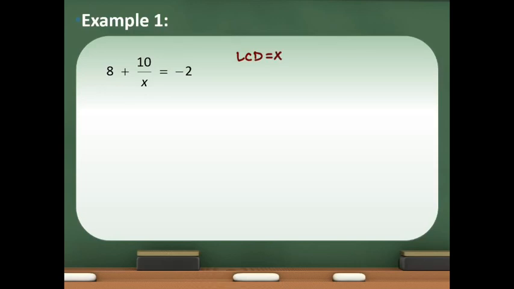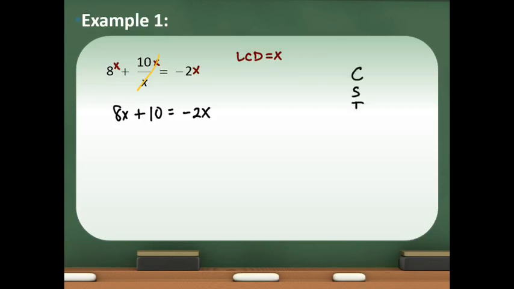Now, when we're working with fractions, we call these LCDs. So it's really just the LCM of the denominators. Here we only have one denominator. That's our LCD. So let's multiply each of our terms by x. We're going to get 8x plus, notice our x's cancel. We get 10. And on the other side, we're going to get negative 2x.